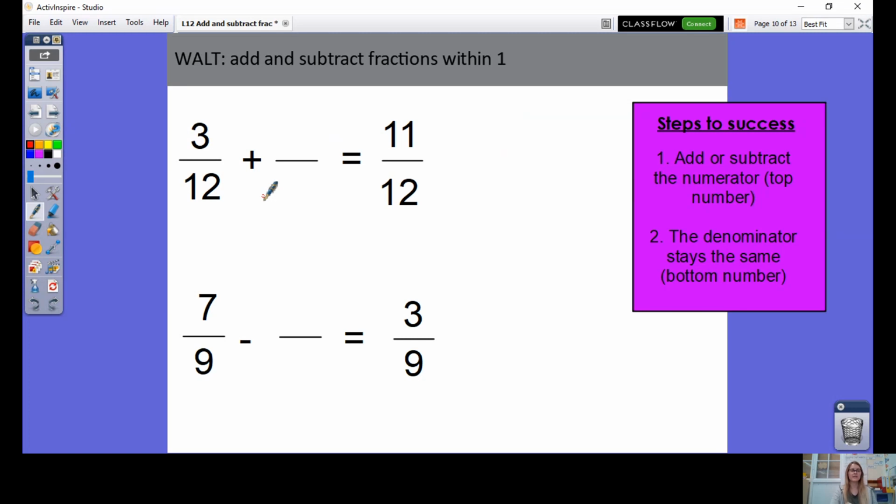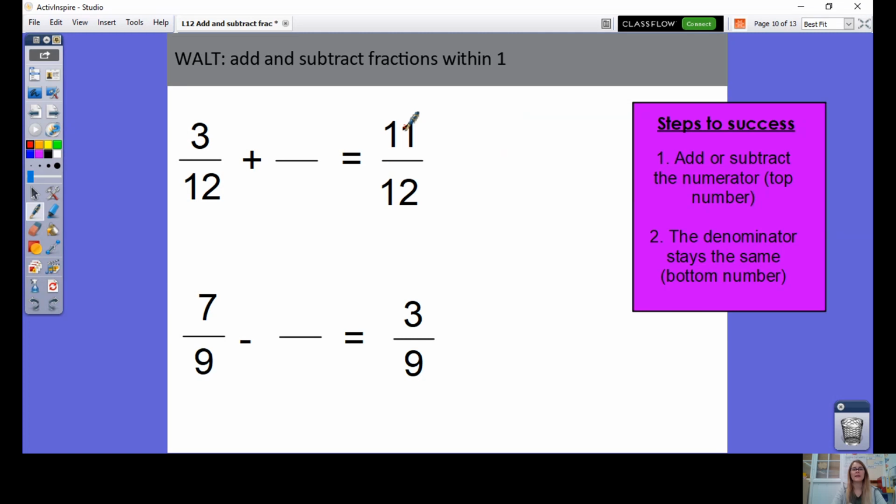Okay, let's look at something slightly different now. I'm working with some missing fractions. So 3 twelfths plus something is equal to 11 twelfths. So I need to find out the missing fraction. So I need to look first, I'm adding. So 3 add something equals 11. So I know it's add, and I'm trying to find the missing one.